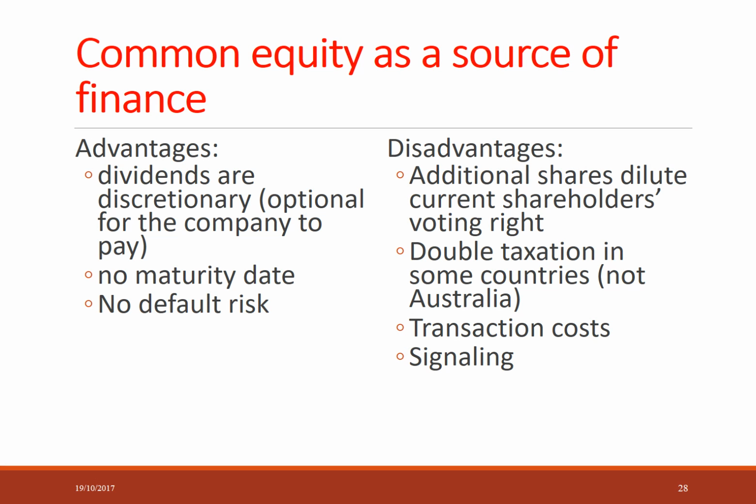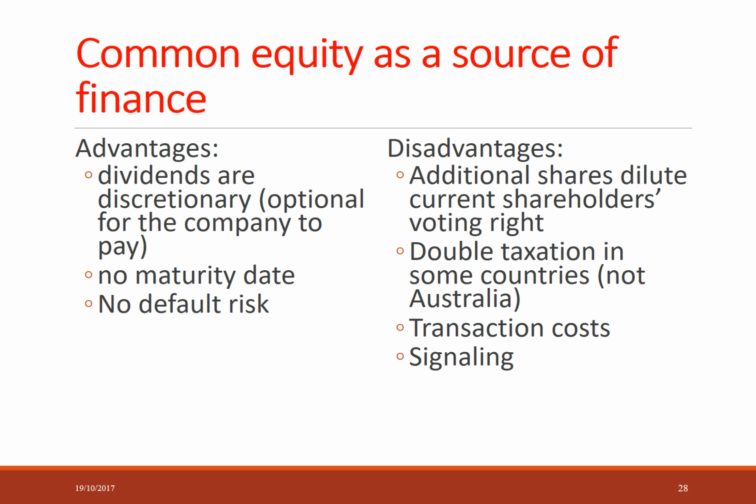So when we think about common equity as a source of finance, the advantage of common equity is that because it's a residual claim, the dividend payouts are not fixed from a company's perspective, right? So it's not an obligation for the firm. There is no maturity date, meaning that we don't have to worry about paying back the principal to the shareholders. And there's no default risk from a firm's perspective. So the shareholders can't, in theory, bring the firm to court because they failed to pay dividends, right?